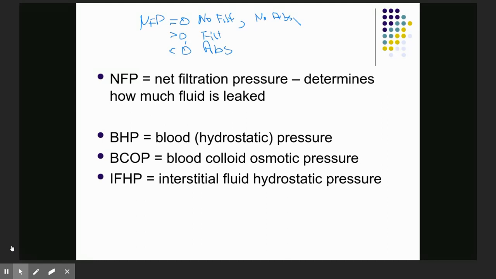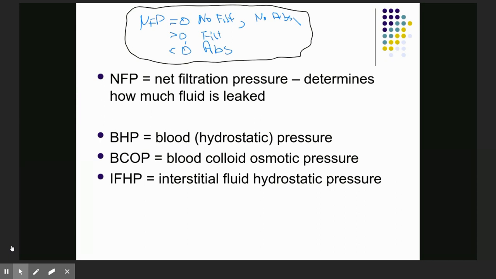Well, if you have your page, your worksheet, write this down. It's the very last thing on the page when we're talking about net filtration pressure. Write this down, because that's the way we're going to figure out what's going to happen. And this part right here is really important.